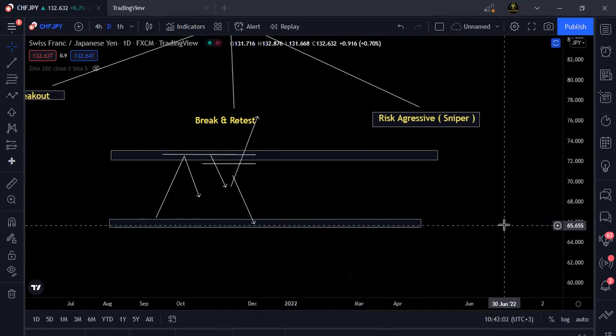Okay, so that's all about these types of entries based on price action, guys.